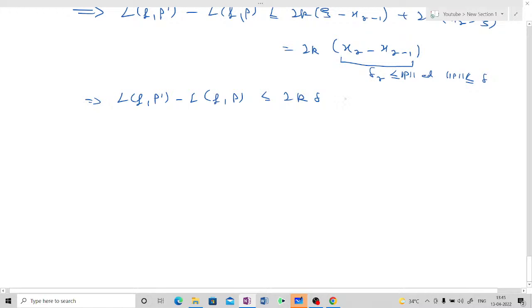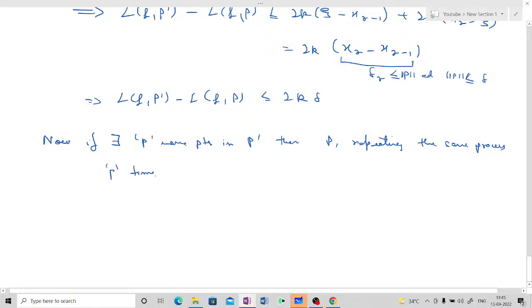Clear? Now this happens for only one element in P prime more than P, and if there exist p more points in P prime than P, repeating the same process p times, that is the number of elements which exceed in P prime than P, we have LFP prime minus LFP less than equals to 2k delta times p. As simple as that.